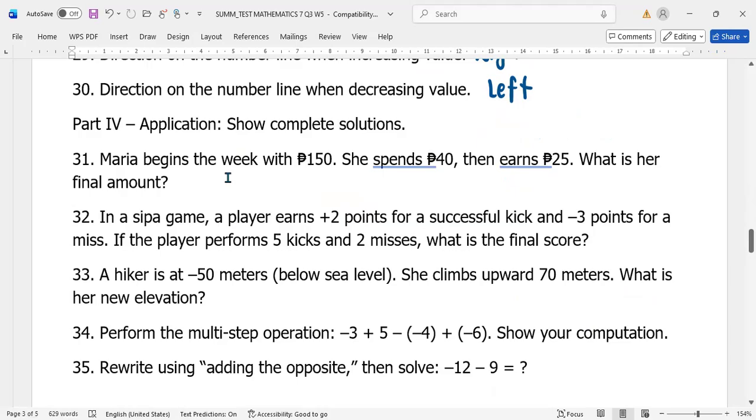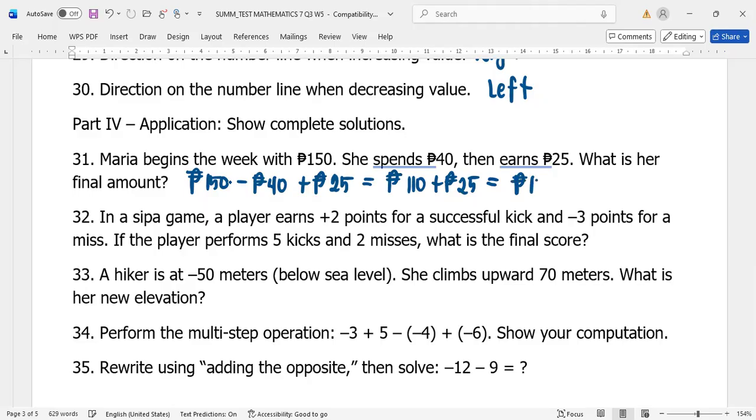Okay, Maria begins the week with 150 pesos. She spends 40, then earns 25 pesos. What is her final amount? Okay, so beginning at 150, spend, that is negative, earn, that will be positive 25. So we get 150 minus 40, that is 110, plus 25 pesos. We have here 135.